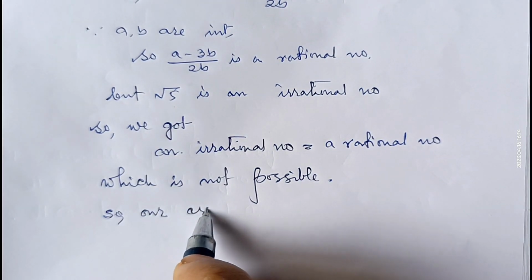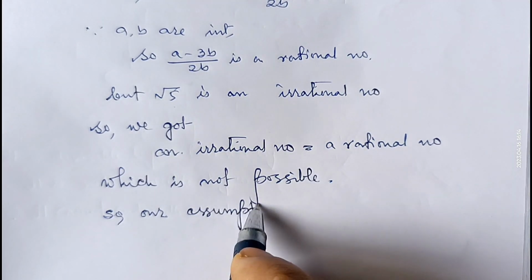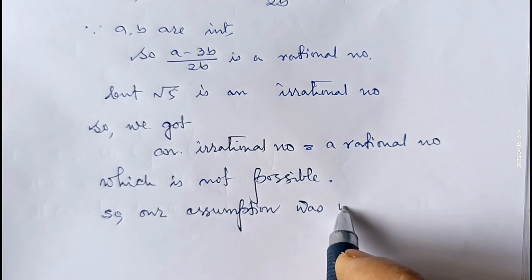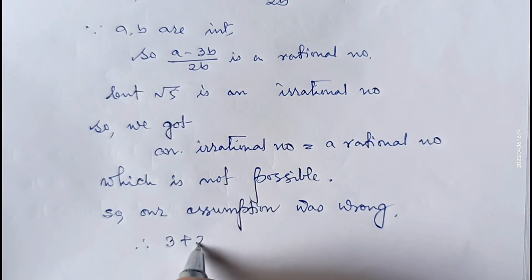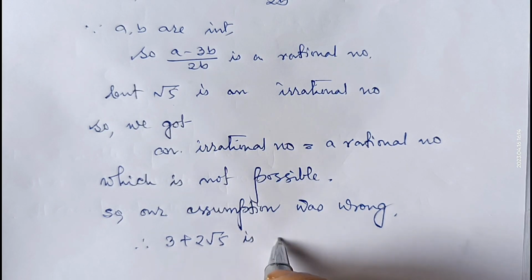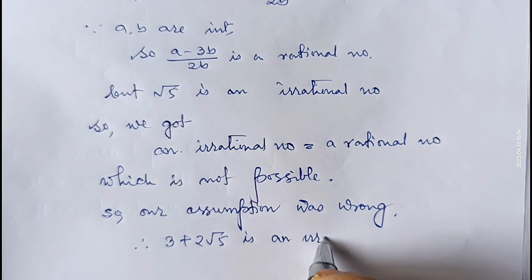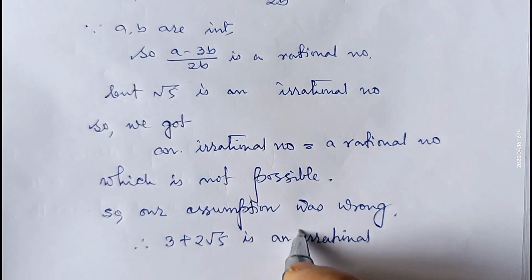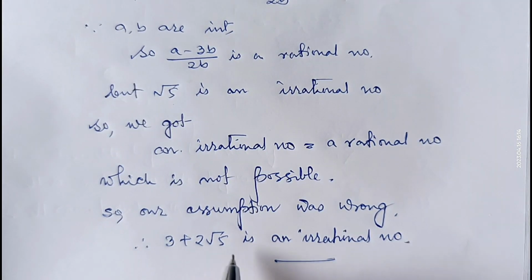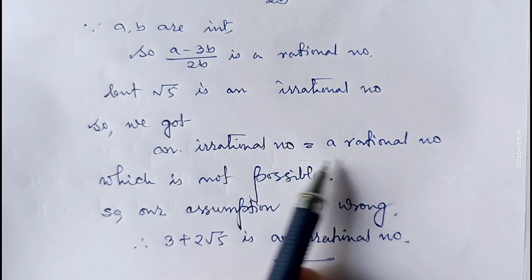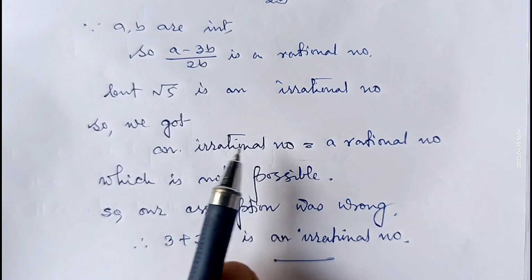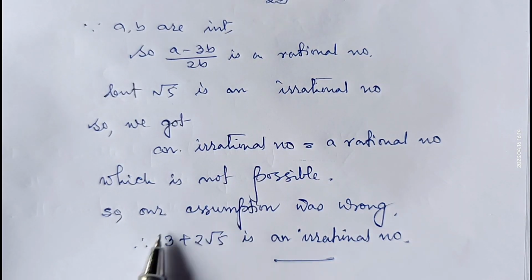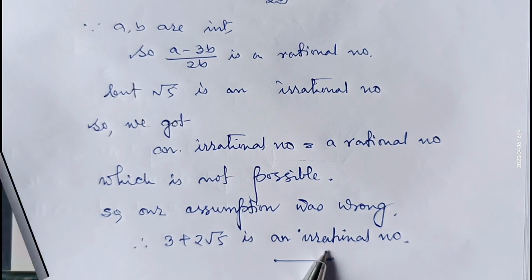Therefore 3 plus 2 root 5 is an irrational number, because if we consider it to be a rational number, then we are getting one irrational number equal to a rational number, which is not possible. So our assumption was wrong. So it cannot be a rational number, it must be an irrational number.